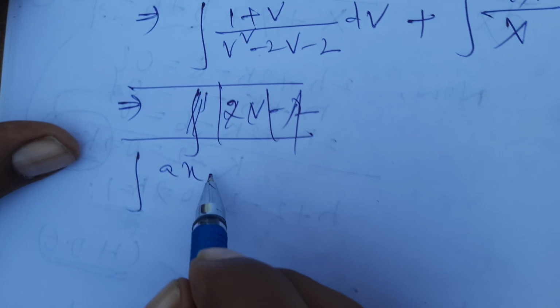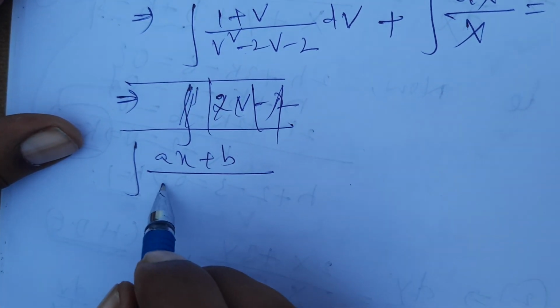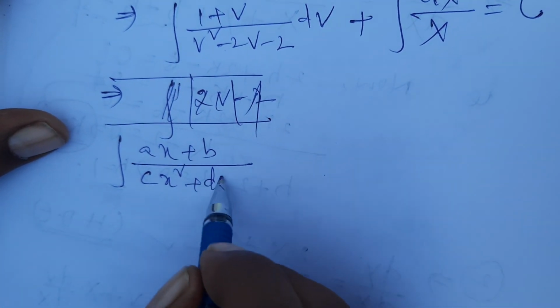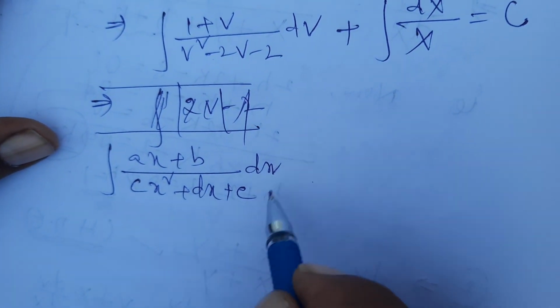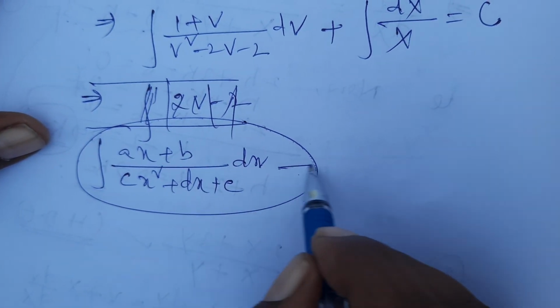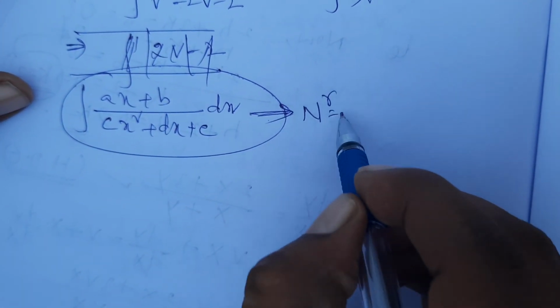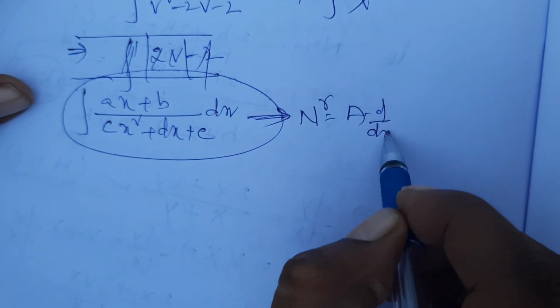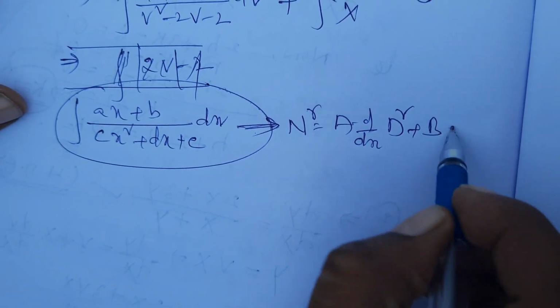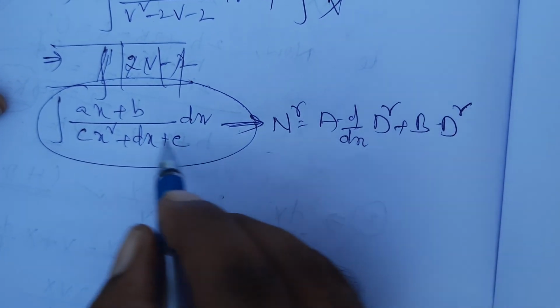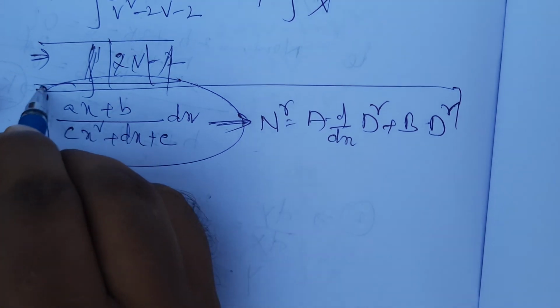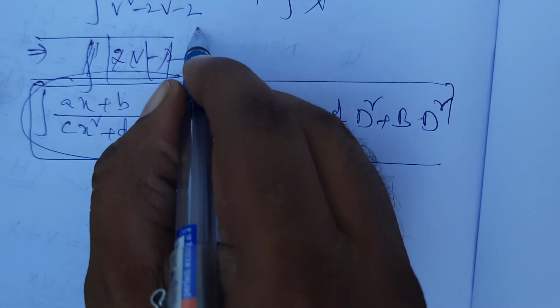Integral (ax + b)/(cx square + dx + e) dx. If this model is there, how can we proceed? As already given, the numerator equals a into d/dx of the denominator plus b. This is the standard method in integration we completed. Now we can apply it to this one.